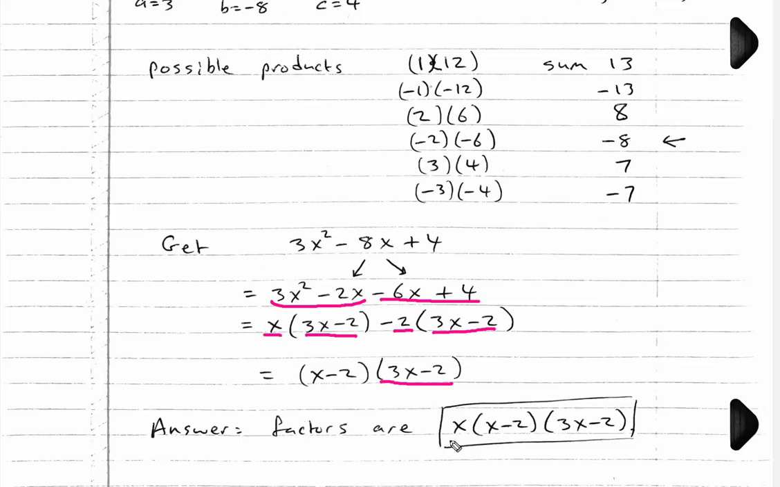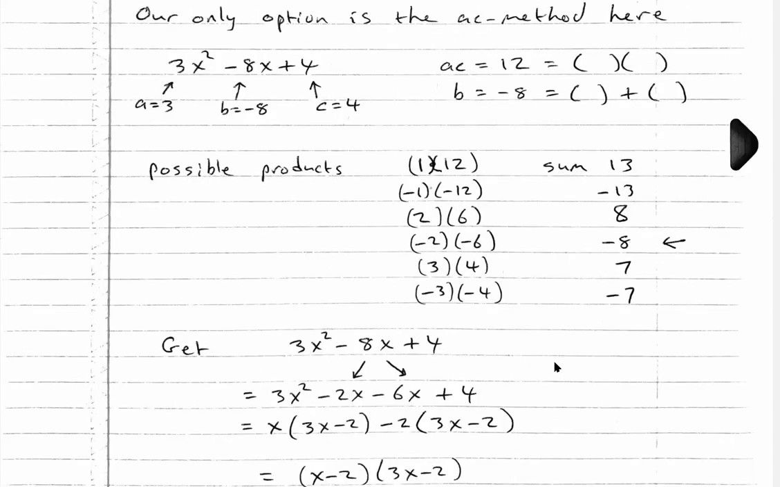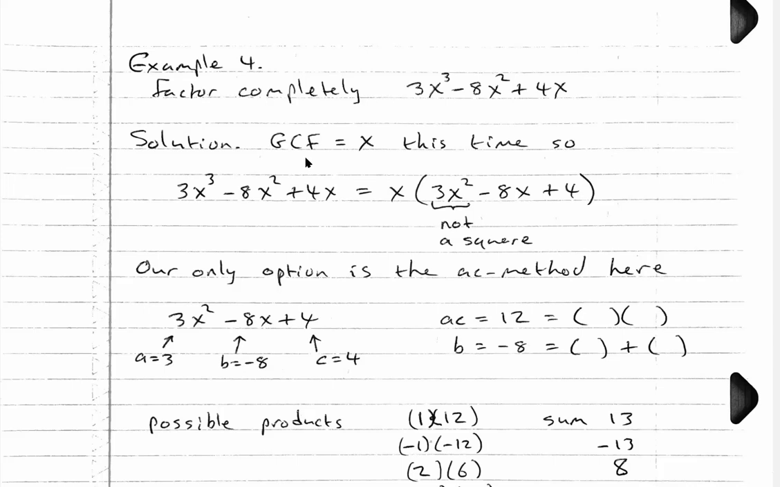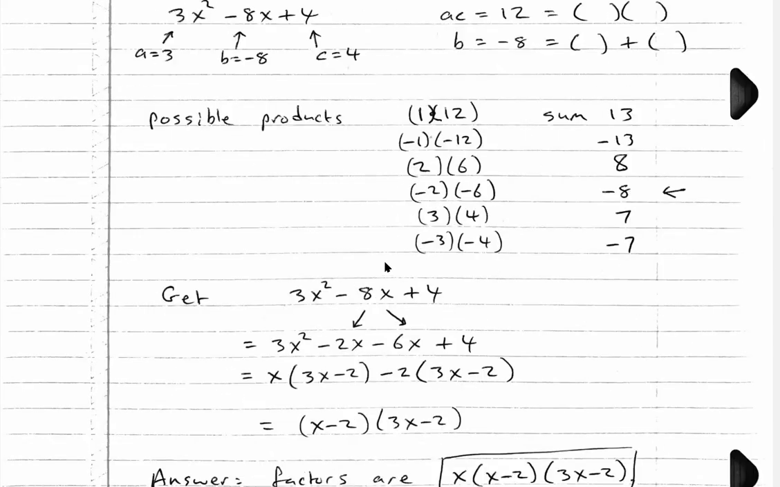Remembering the greatest common factor we pulled out at the beginning, the completely factored version is x times x minus 2 times 3x minus 2. So this one was the greatest common factor idea, just combined with the AC method.